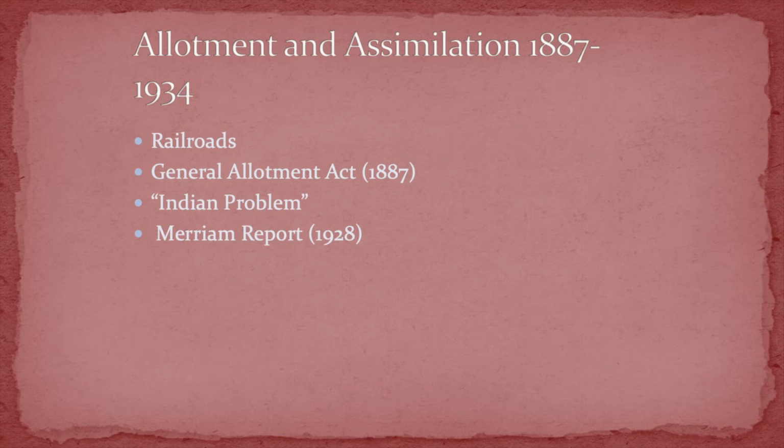So during this time, we still have lots of railroads being built, right? We have the General Allotment Act of 1887. So we saw allotment starting, but then an actual act was passed in 1887. There is an identified Indian problem. Why after all of these centuries, are we still dealing with the Indian problem? Why can't they get civilized? We're all Americans now, right? And that really came out of the Merriam Report, which was in 1928.